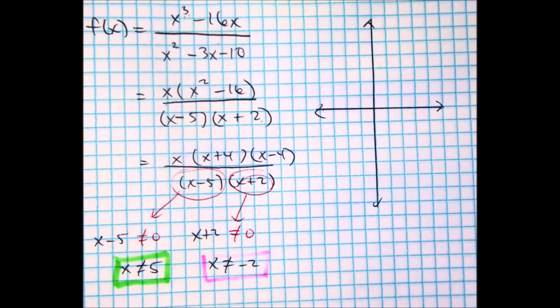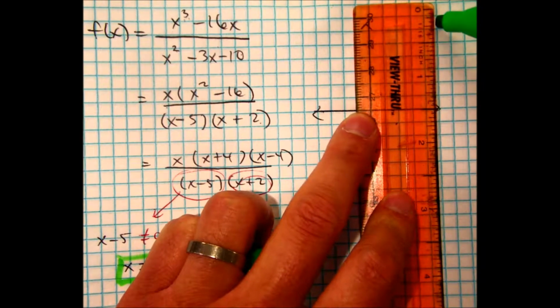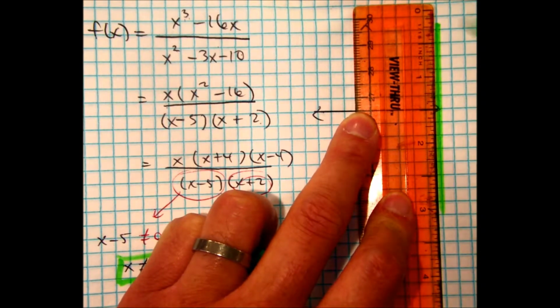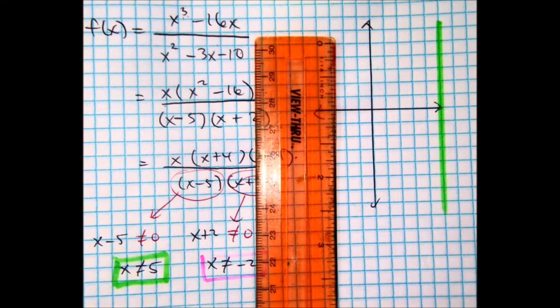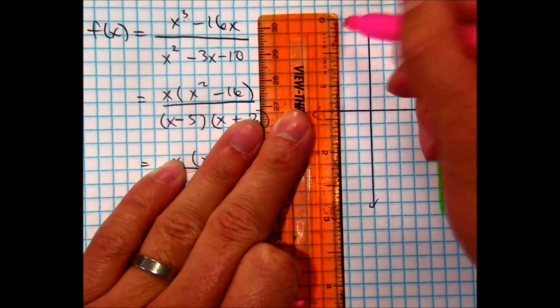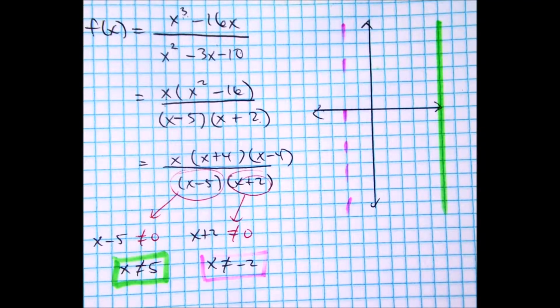Alright, so we're going to graph x not equal to 5. So I've got an asymptote way out there. I meant to do a dotted line. Negative 2. And I got this crazy looking graph.